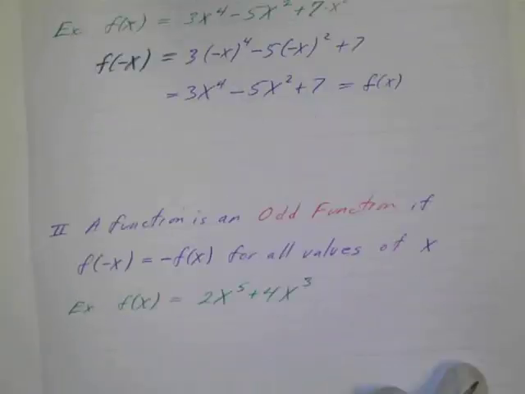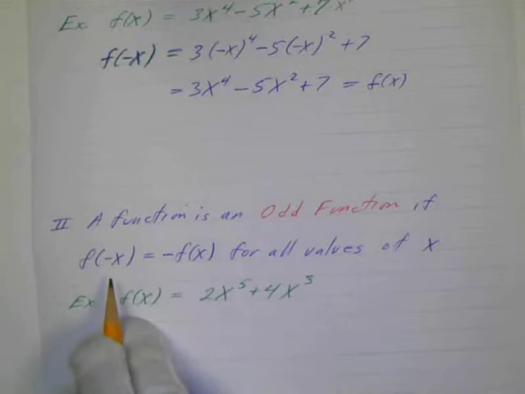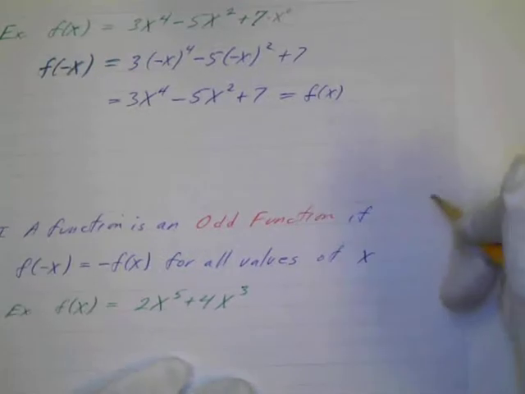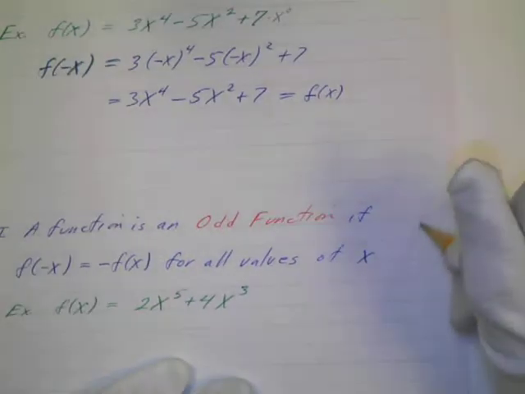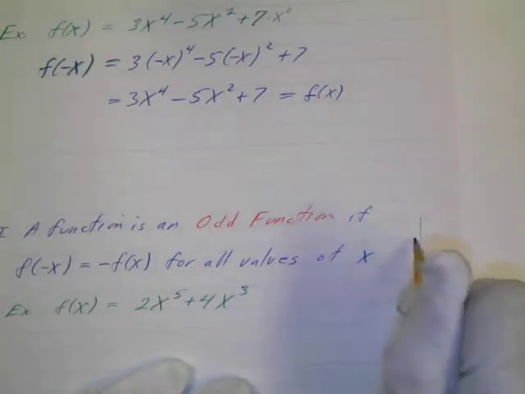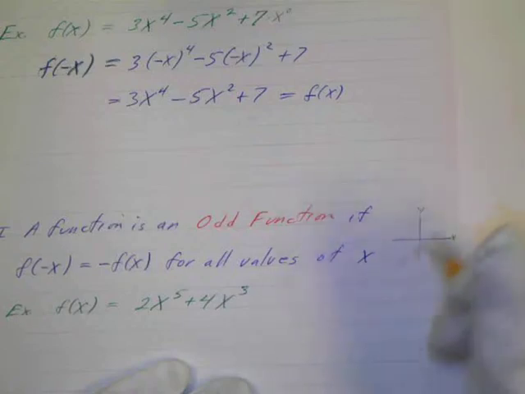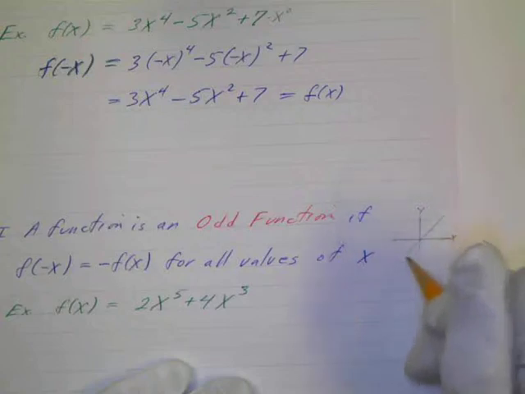Okay, now a function is an odd function if f of negative x equals negative f of x for all values of x. Now this is a function that's symmetrical to the origin. And a nice common one is just y equals x. That's an odd function. And y equals x is just this diagonal line, and you can see how it's symmetrical to the origin.